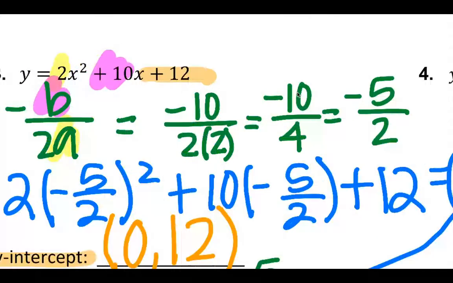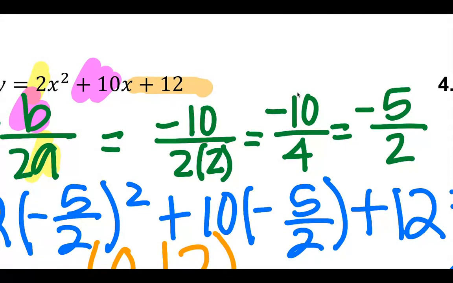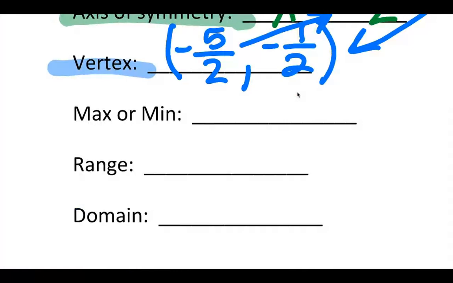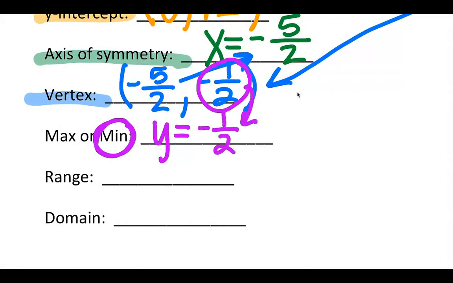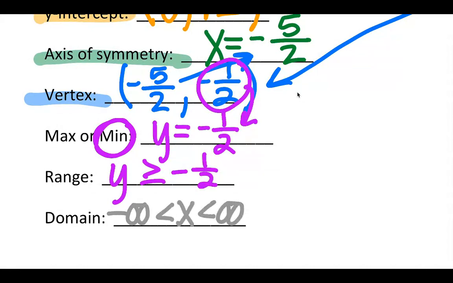Max or min, again, I look at that a term. Since my a is positive 2, my parabola is going to be looking like this, facing upward. So this is going to be a min. My vertex is the lowest point on my graph at y equals negative 1/2. The range is going to be y is greater than or equal to, again, it's facing upward, to that negative 1/2 from above. Domain is always, always, always negative infinity to positive infinity, or you could write all real numbers.